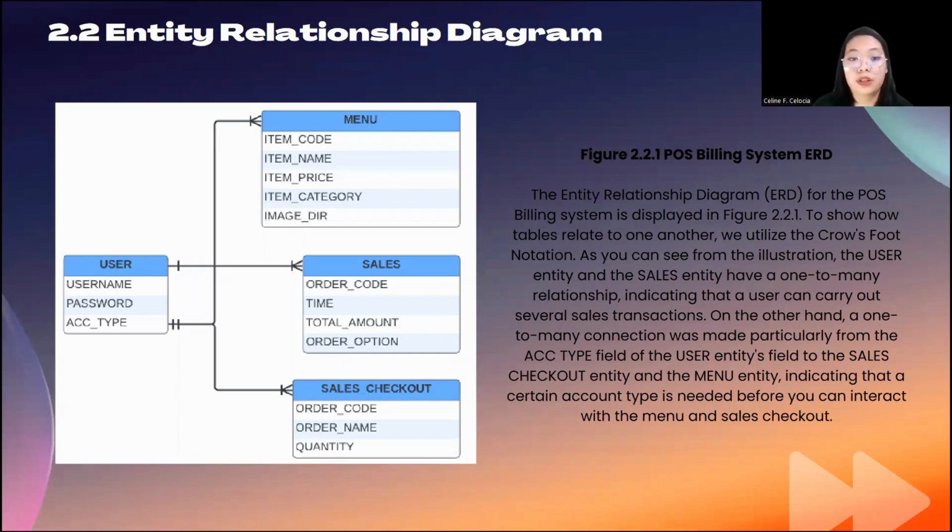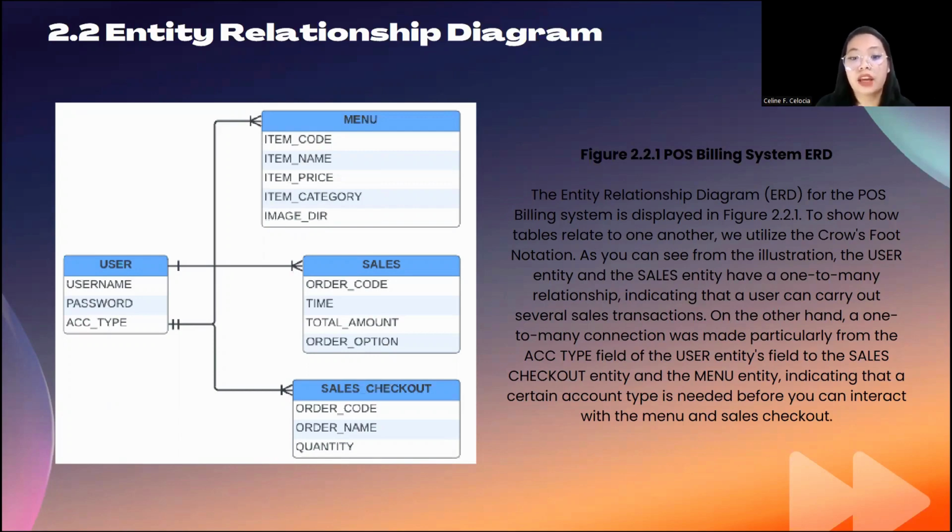2.2, the entity relationship diagram. Figure 2.2.1, POS billing system ERD. The entity relationship diagram, or ERD, for the POS billing system is displayed in figure 2.2.1. To show how tables relate to one another, we utilize the crow's foot notation. As you can see from the illustration, the user entity and the sales entity have a one-to-many relationship, indicating that a user can carry out several sales transactions.